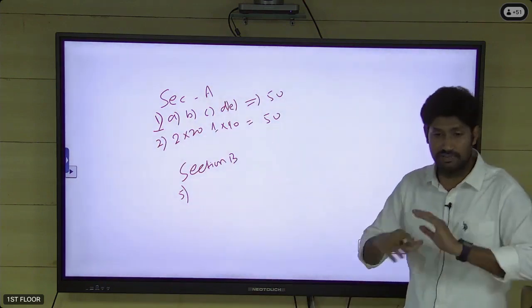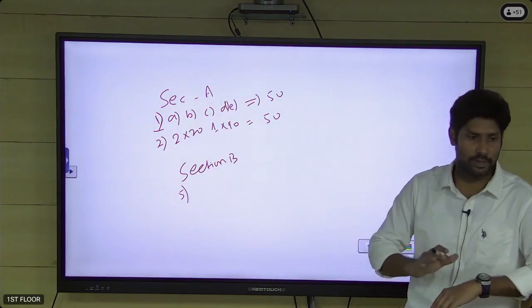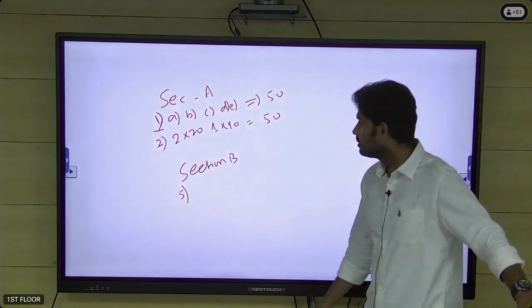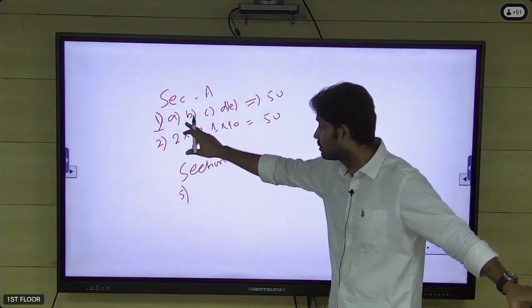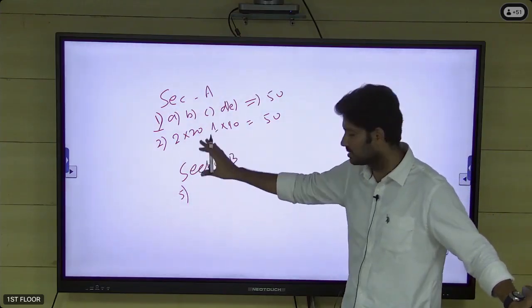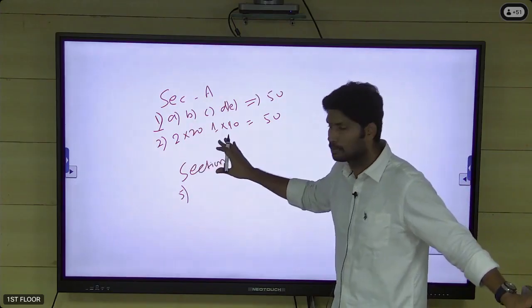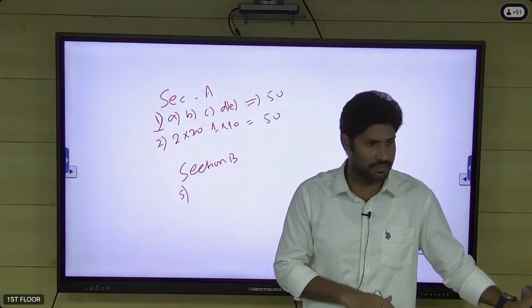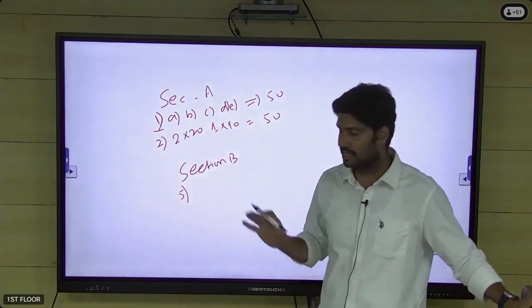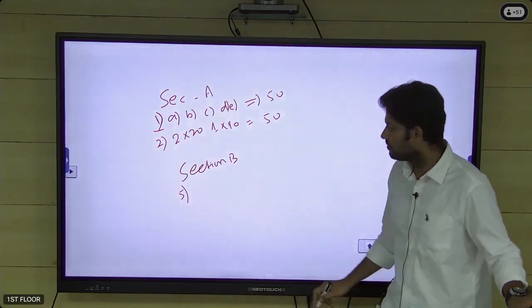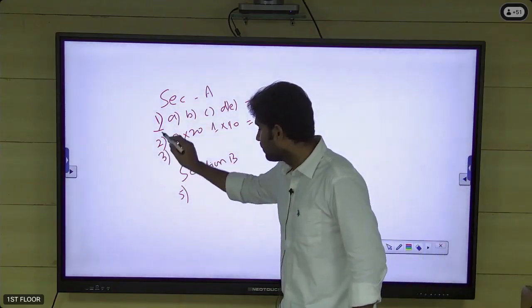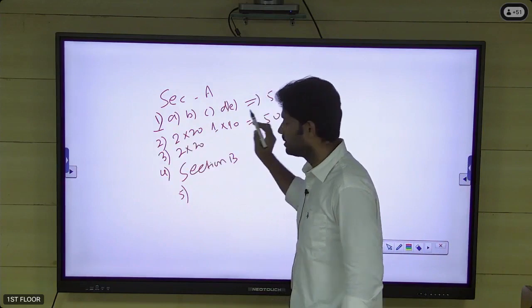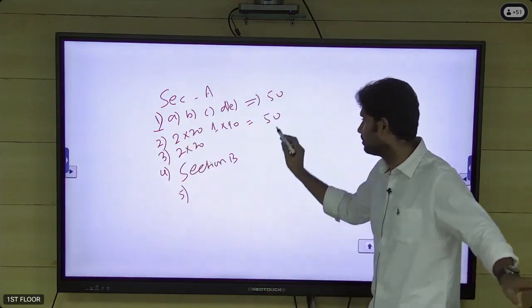This pattern will change for every optional. This pattern is not uniform. Regarding our agri optional, this is the pattern. Compulsory questions are the same type for every optional, but for the choice based questions, in other optionals they sometimes ask 15 mark or 5 mark questions. It varies from one optional to another. For agri optional, apart from the compulsory question, for the other questions, 2 of 20 marks and 1 of 10 marks, so totally 50 marks.